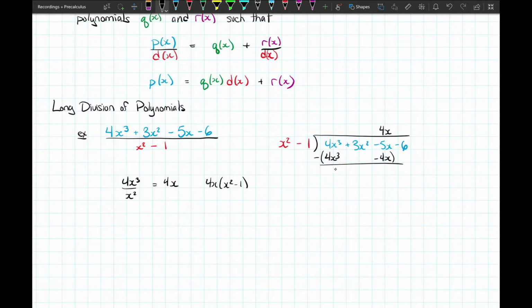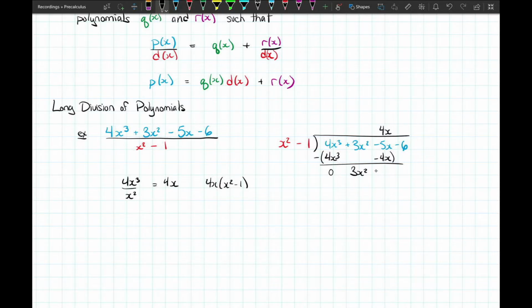4x cubed minus 4x cubed, we'll see that they have canceled out and there's no x cubed. 3x squared minus 0x squared here, well, subtracting from 3x squared, nothing. We just end up with 3x squared. And watch out for subtracting a negative. Negative 5x minus 4x is going to really be adding.